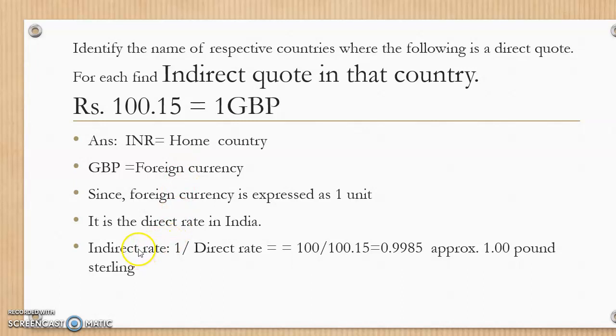If I have to convert it to the indirect rate, it is 1 divided by direct rate, which is equal to 100 divided by 100.15, which is approximately 1 pound. Actually, on the calculator, you'll get 0.9985. Approximately, it is equal to 1 pound sterling.